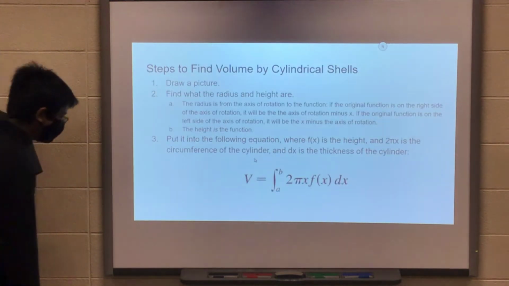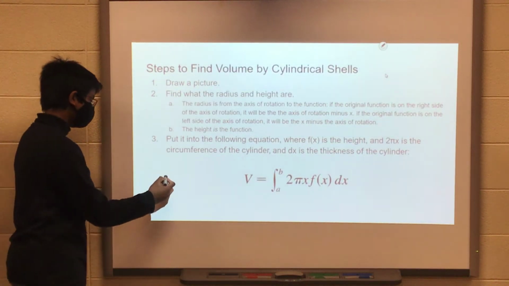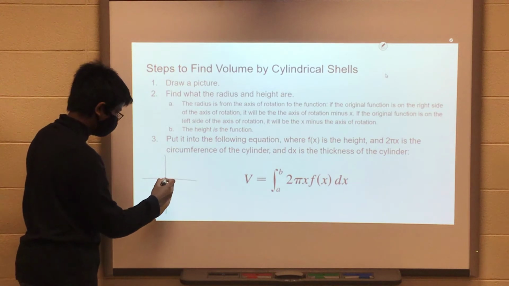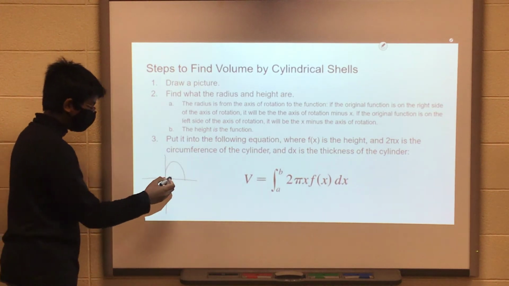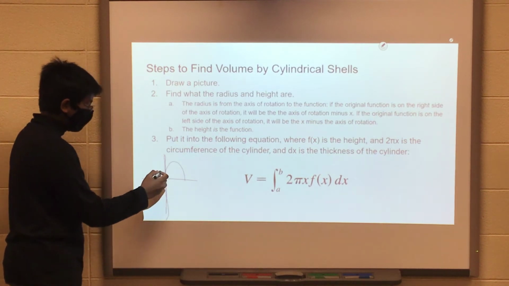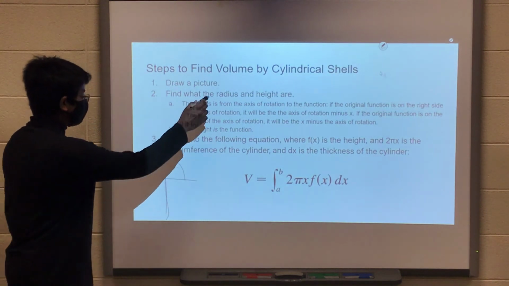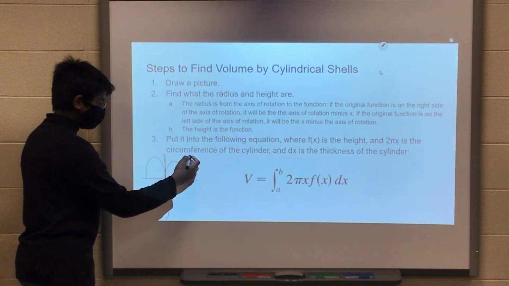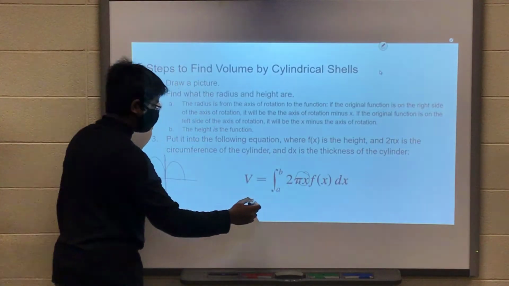So the first step is you draw a picture. If we have a function like this, that's your first step. And if you're rotating it around, say, x equals 0, then it would be around this way too. And for the radius, technically, this part is the radius, that x right there.